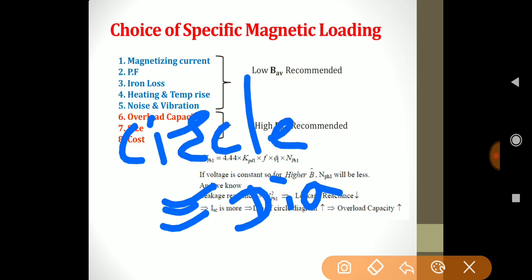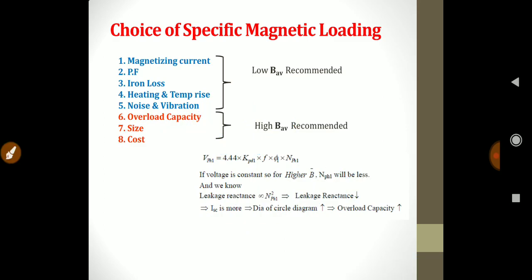In one of my previous videos, I have shown this circle diagram and I have discussed it. So the circle diagram is very important, and according to that circle diagram, we can make the overload capacity decision: for better overload capacity, what should be the value for specific magnetic loading or average flux density in air gap.